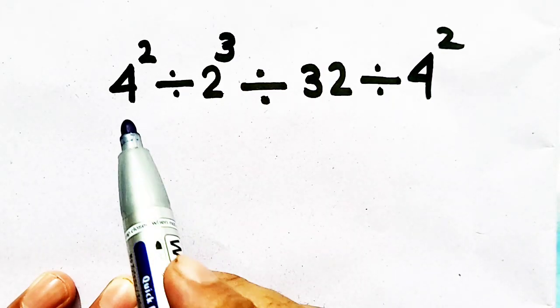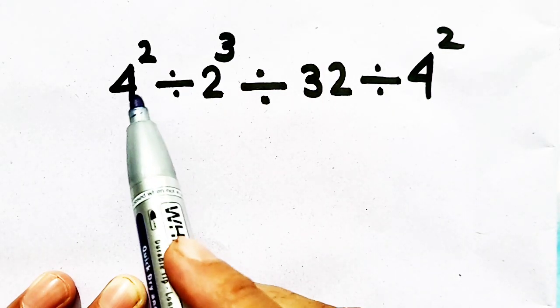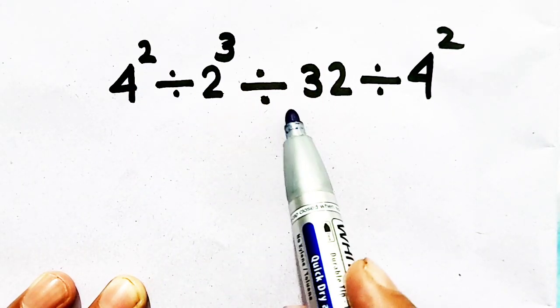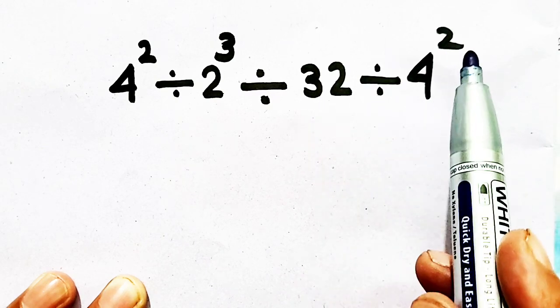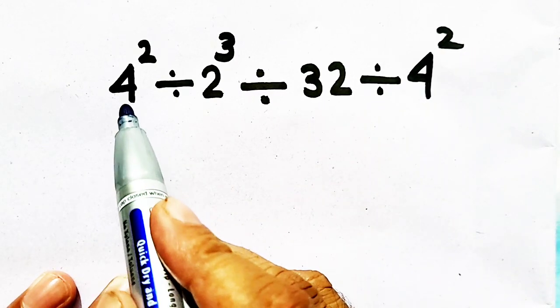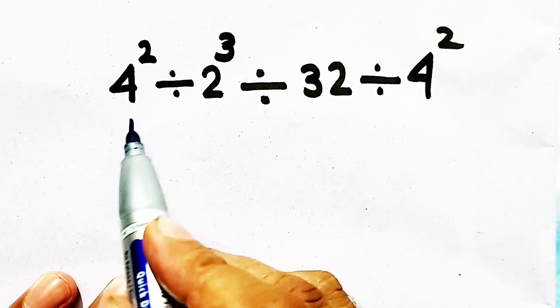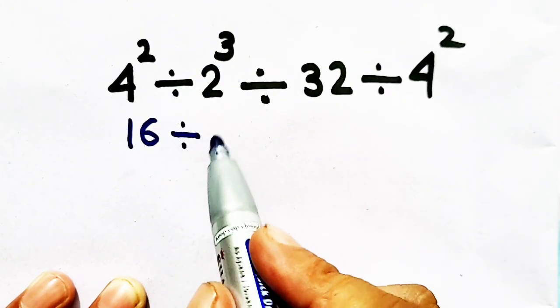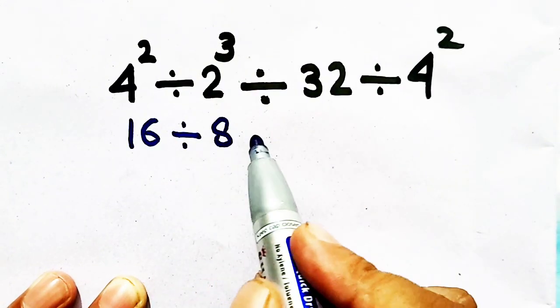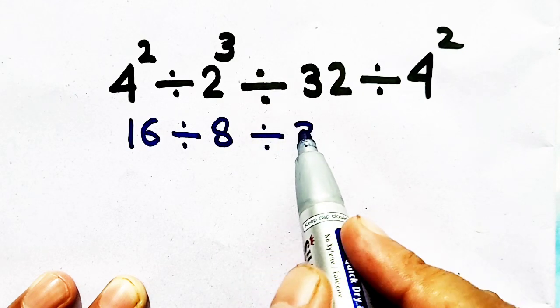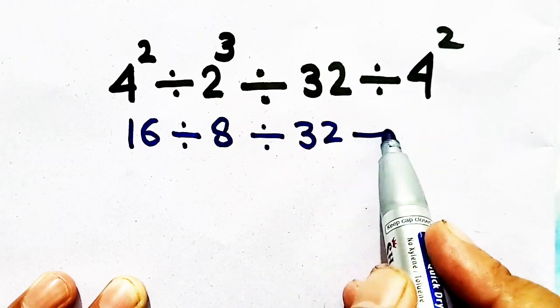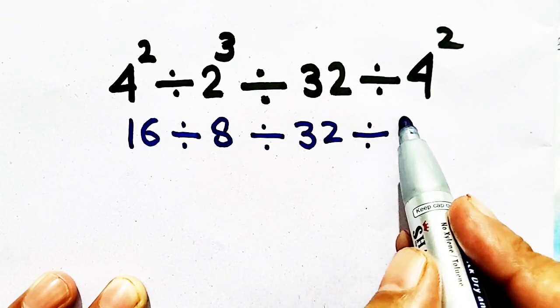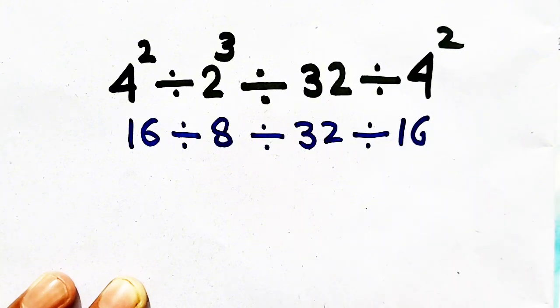Respected audience, my question is 4 squared divided by 2 cubed divided by 32 divided by 4 squared. We know that 4 squared is equal to 16, 2 cubed is 8, and dividing by 32, and dividing by 4 squared is 16.